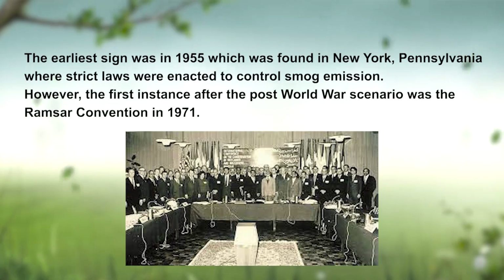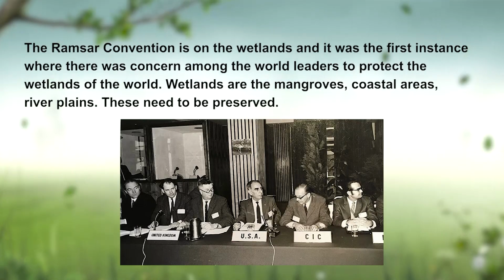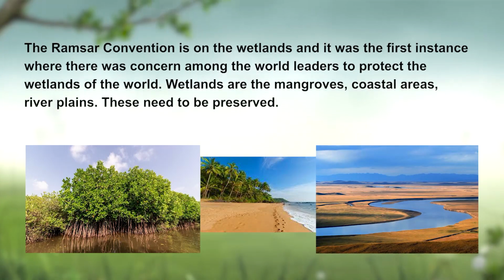The earliest sign was in 1955, in New York, Pennsylvania, where strict laws were enacted to control smog emission. However, the first instance after the post-World War scenario was the Ramsar Convention in 1971. The Ramsar Convention is on the wetlands, and it was the first instance where there was a concern among the world leaders to protect the wetlands of the world. By wetlands, we mean anything which is not dry, like the mangroves or even the coastal areas or the river plains.